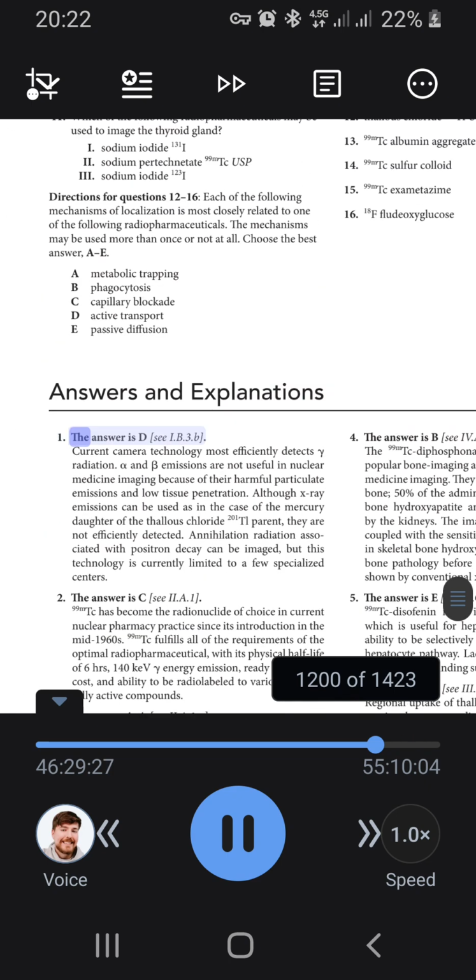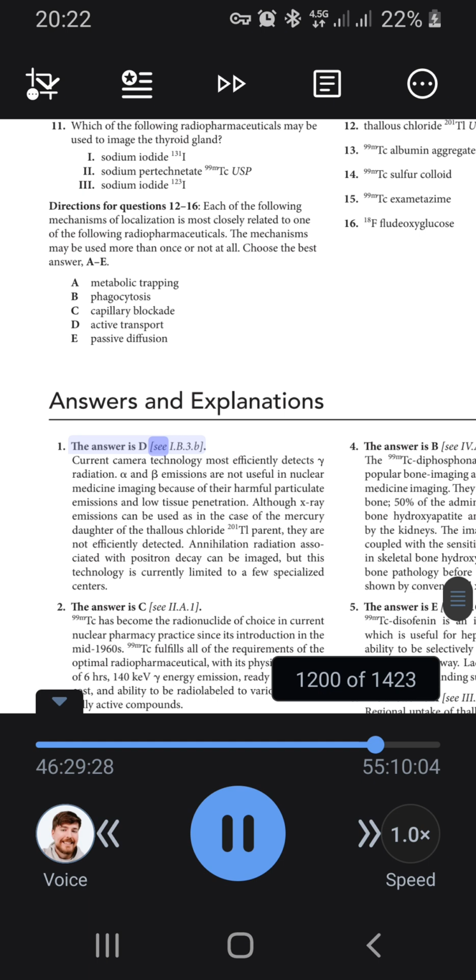1. The answer is D. Current camera technology most efficiently detects gamma radiation. Alpha and beta emissions are not useful in nuclear medicine imaging because of their harmful particulate emissions and low tissue penetration. Although X-ray emissions can be used, as in the case of the mercury daughter of the thallous chloride 201Tl parent, they are not efficiently detected. Annihilation radiation associated with positron decay can be imaged, but this technology is currently limited to a few specialized centers.